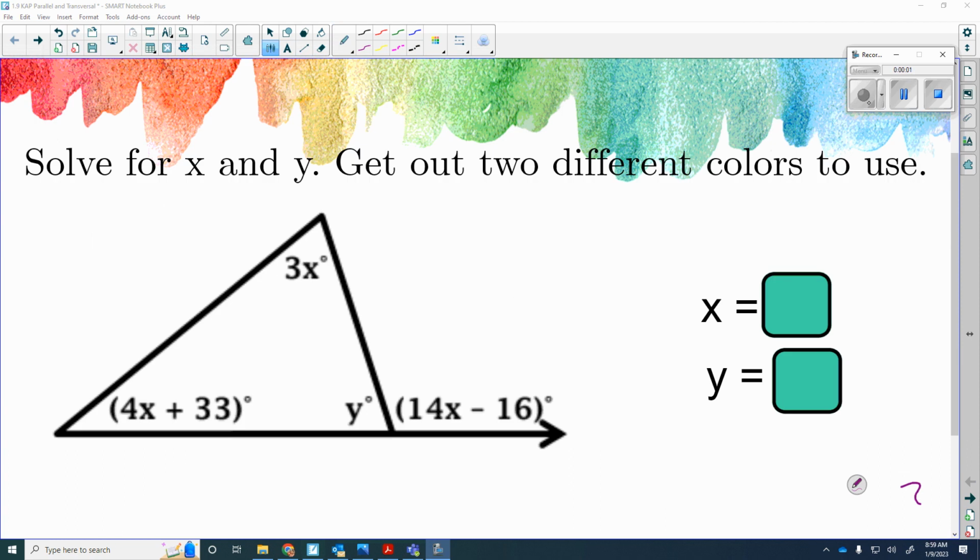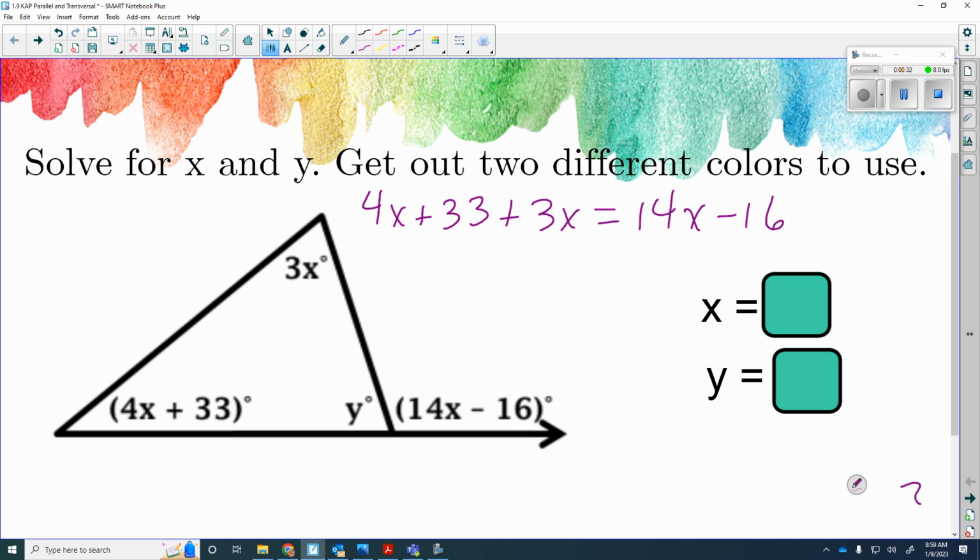Okay, so we have to solve for x and y. What do you want to do first? X, I agree. So what would our equation be? 4x plus 33 plus 3x equals 14x minus 16. Now, if I added another plus, it would have to be plus what? Right here. Y. Can I have x and y in the same thing right now? We don't know how to do that yet.